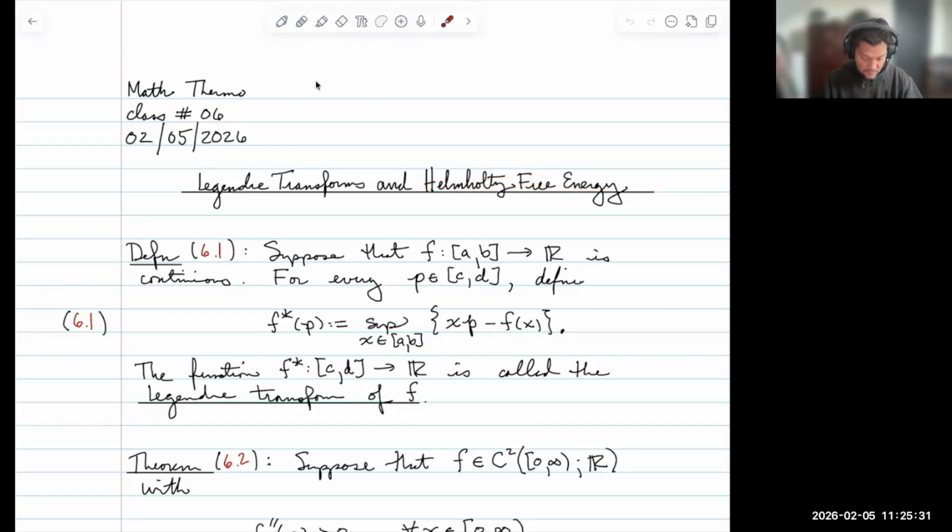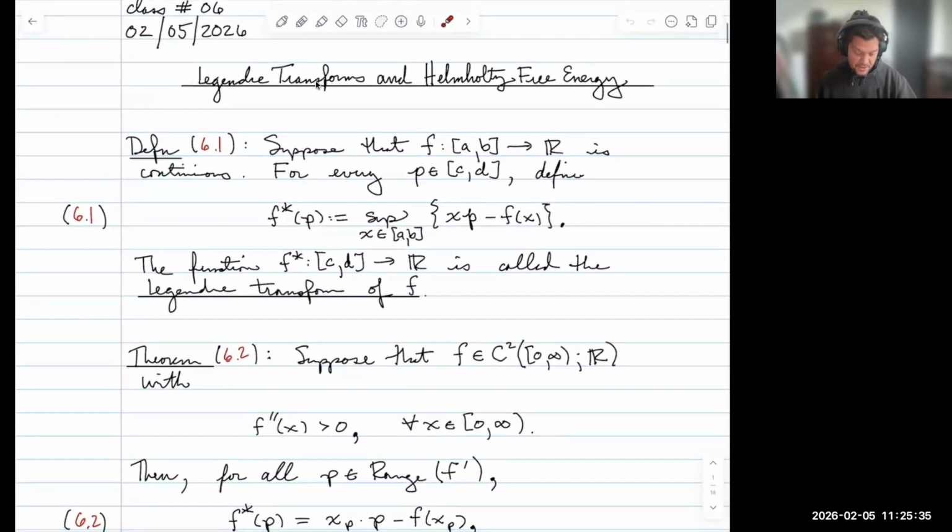What is a Legendre transform? Here's a brief introduction to this topic. Suppose that f is some real-valued function on an interval, and suppose that it's continuous at least. Then for every p in CD, another interval that doesn't have to be the same as this one, but might be, we're going to define a function called f star, a function of p. For every fixed p, we're going to take a supremum to calculate this object.